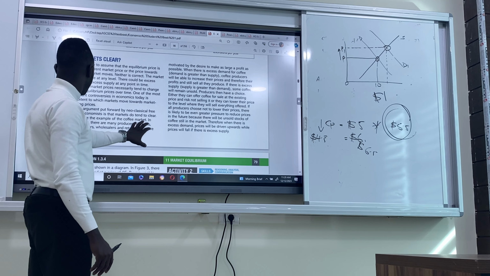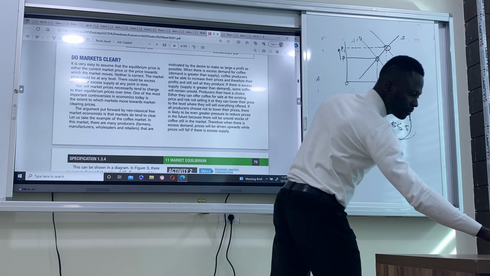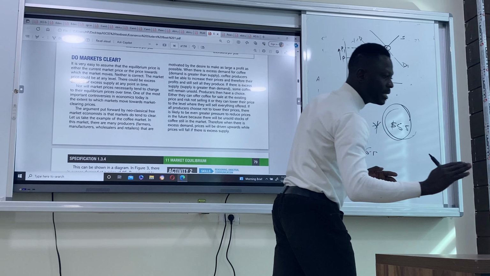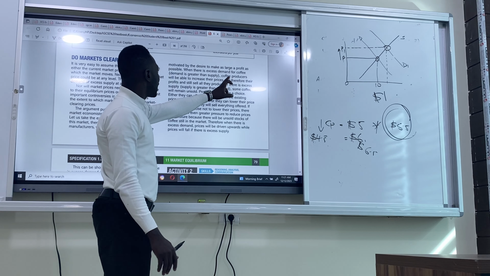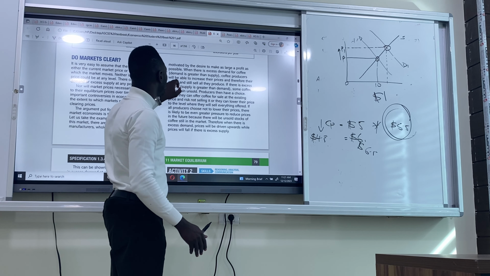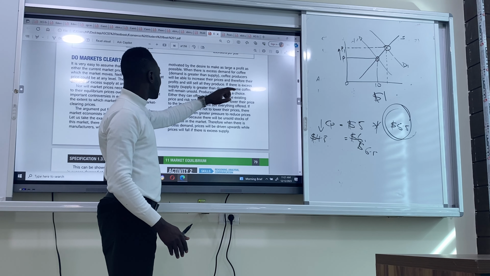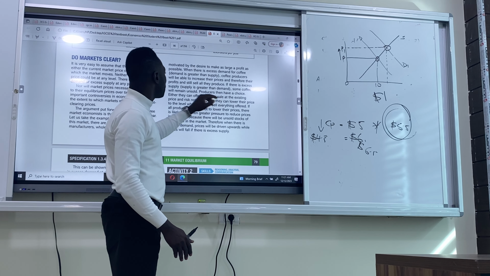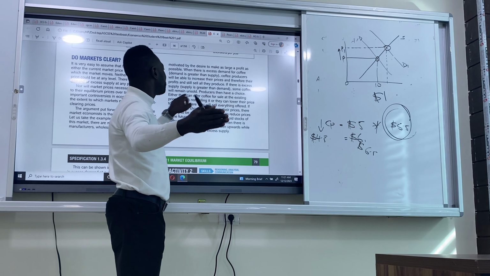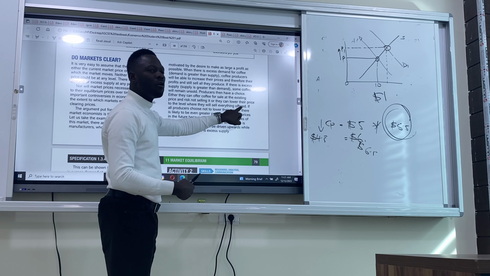Let us take the example of the coffee market. In this market, there are many producers that are motivated by the desire to make as large a profit as possible. When there's excess demand for coffee, demand is greater than supply. Coffee producers will be able to increase their prices and therefore their profit and still sell all they produce. If there's excess supply, supply greater than demand, some coffee will remain unsold. Producers then have a choice. Either they can offer coffee for sale at the existing price and risk not selling it, or they can lower their price to the level where they will sell everything offered.